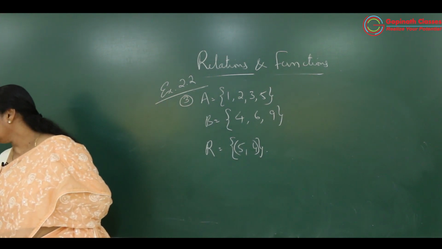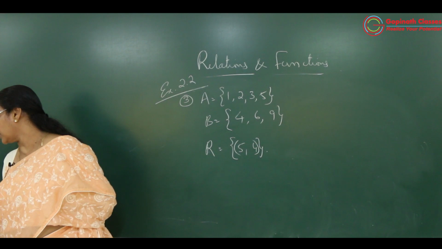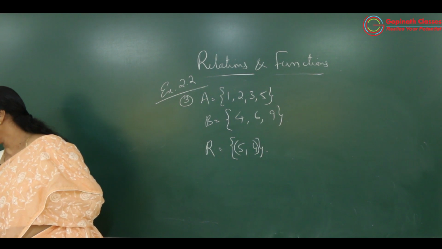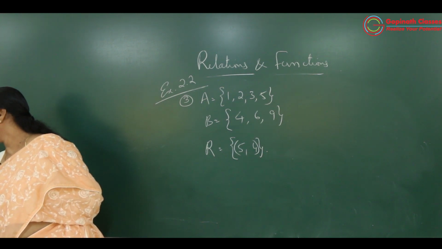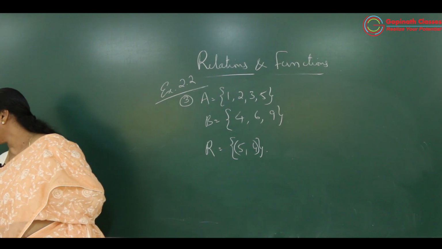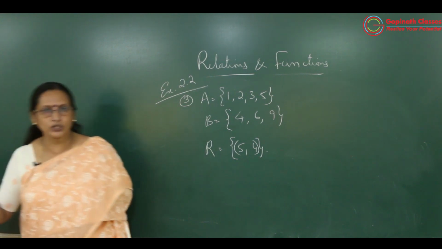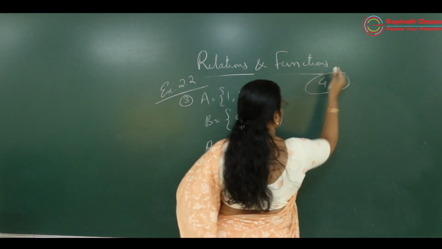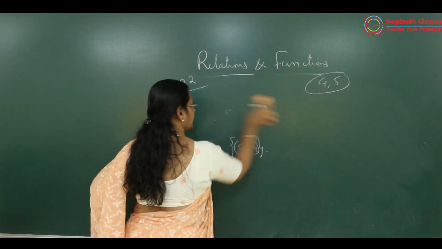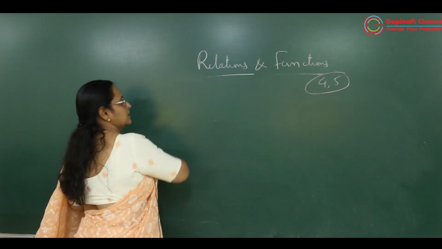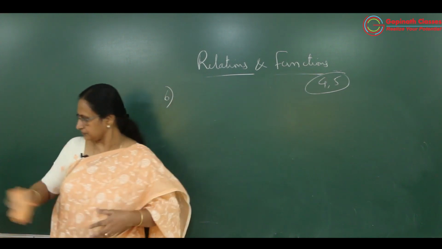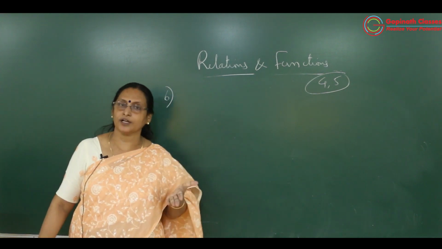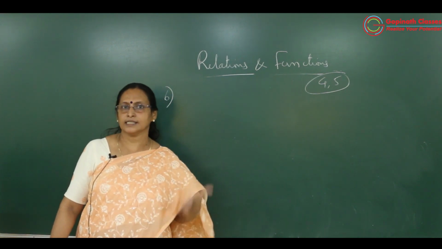Next question. Like this, you can easily do the fourth question. You can write it in roster form. You can find the domain and range. The fifth question is again a very simple thing. Let's skip two questions. You can try the third, fourth and fifth. It's very, very simple, children. Try 4 and 5 yourself, and if you have difficulty, please let us know. Let's do the sixth one now.